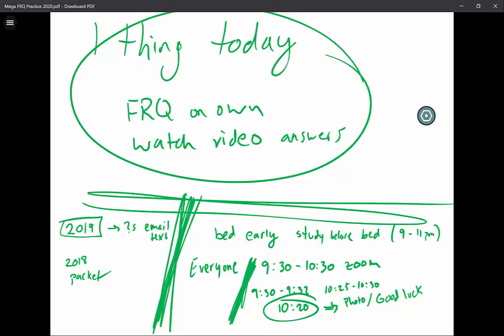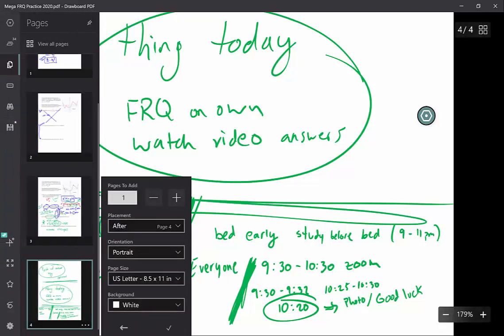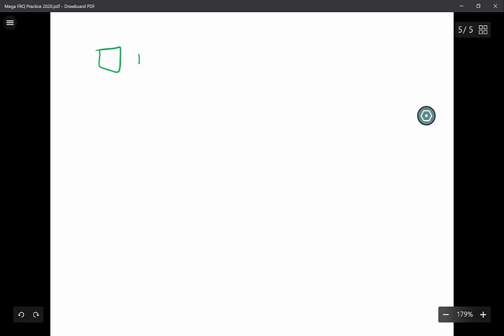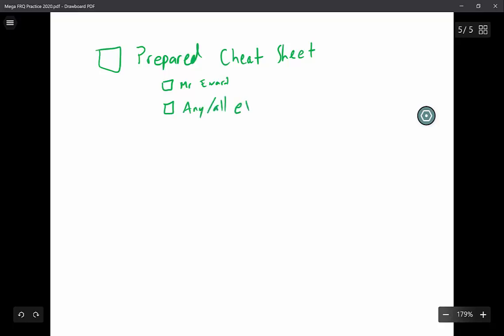So again, this is my own personal checklist for you guys to make sure you do well tomorrow, and then we'll log off. Firstly, have your prepared cheat sheet, right? Which means, my version of this would be Mr. Ewart's cheat sheet. And then basically any and all examples that you want. Any example questions, it could be full FRQs. You could literally have the mock exams with the answers out. Whatever examples you want: "They asked this question, I've got it right here to look at. This is how they did it, I'm going to do it this way."